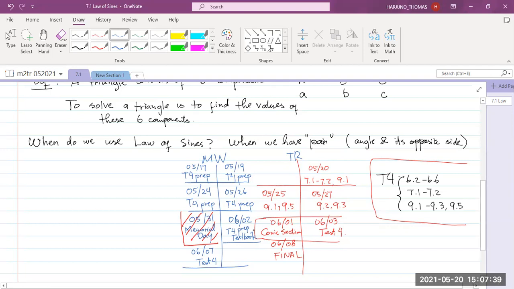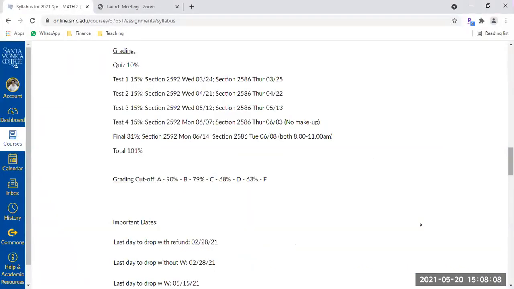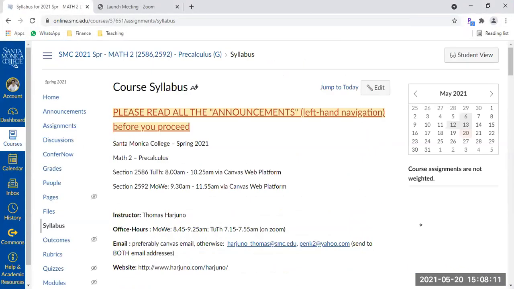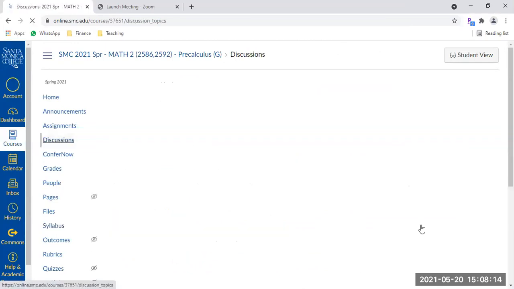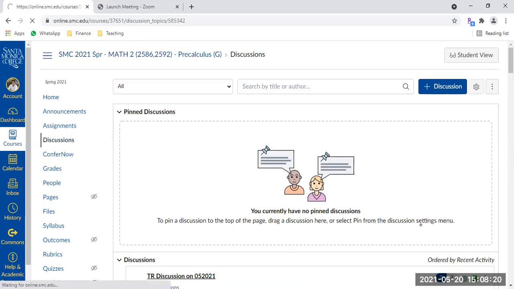But if you see the schedule, I won't have time to go over past finals. After their test 4, the next day is your final. You see that? So I don't have time to go over all tests. Therefore, I asked our SI leader to help me prepare you for the final. Please take a look at our discussion board.